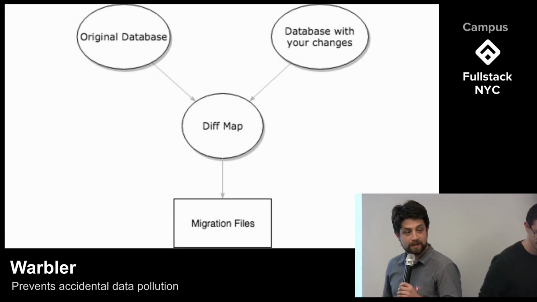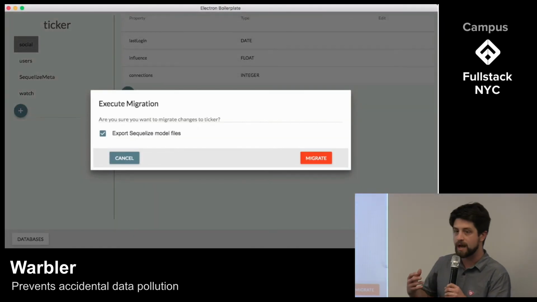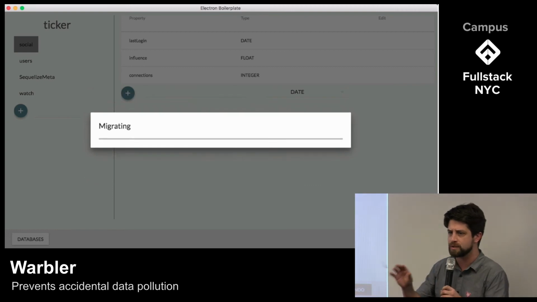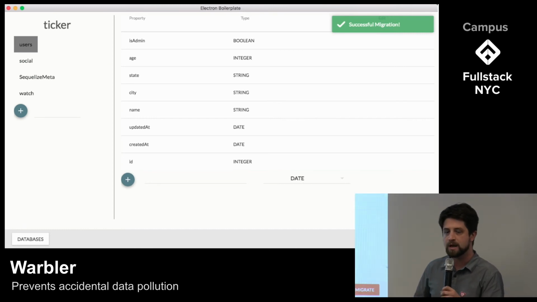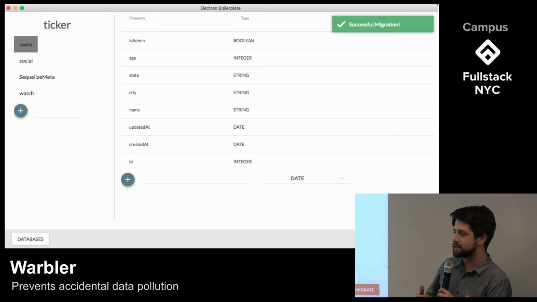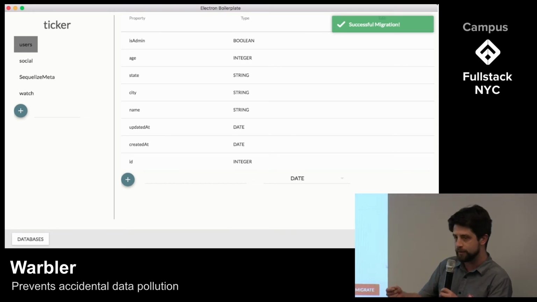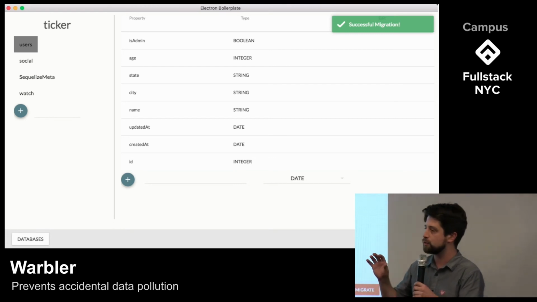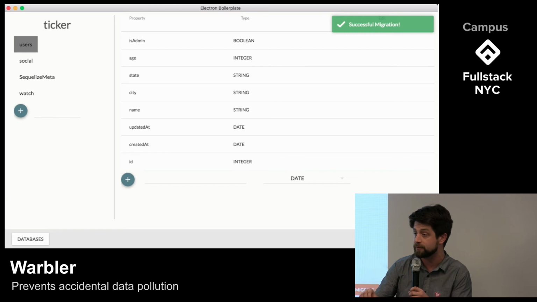Thank you, John. Now, at this point, Sue's going to hit the migrate button. And what's going to happen is that those changes that she made to our database in the GUI are going to get processed and written to our project directory as migration files. Next, Warbler is going to use something called Sequelize command line interface tools in order to actually run those migration files to actually affect those changes on the SQL database itself.